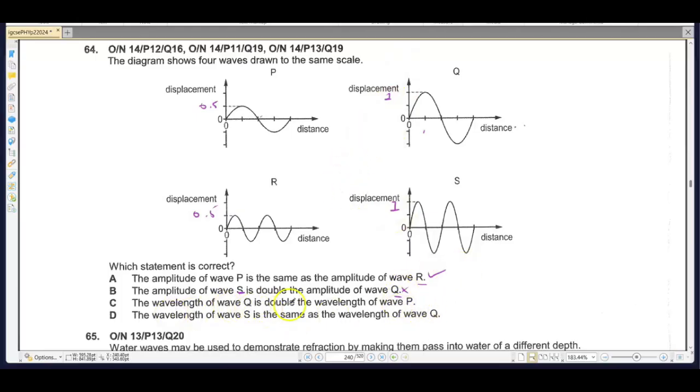The wavelength of Q is double the wavelength of P. So the wavelength of Q is almost 4 and the wavelength of P is also 4, so it is not double, it's just the same. The wavelength of S is the same as the wavelength of Q. So the wavelength of S is 2. 4 minus 2 is 2. So it's not the same as that of Q. So all other options are not correct and A is the correct option.